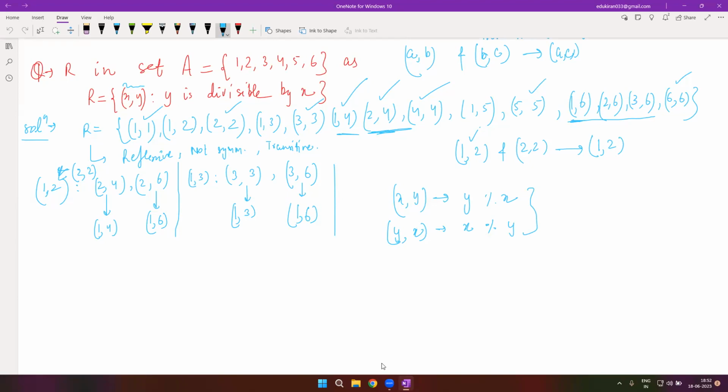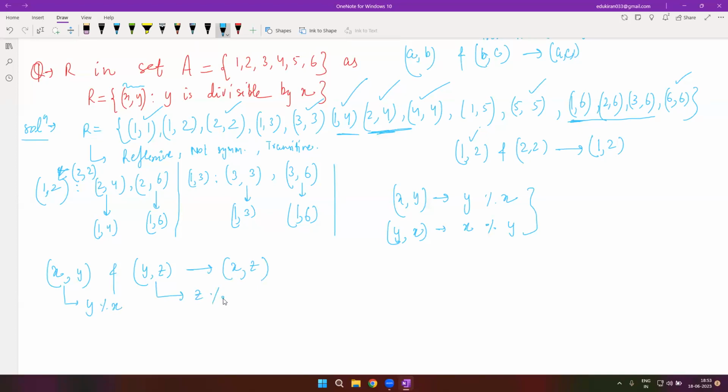Yes, sir. Okay. Now let's check transitivity also. So transitivity says that if x comma y and y comma z are present in the solution, then x comma z should also be present in the solution. Now let's think about this. X comma y will be present, it means that y is divisible by x. And y comma z is present, it means that z is divisible by y.